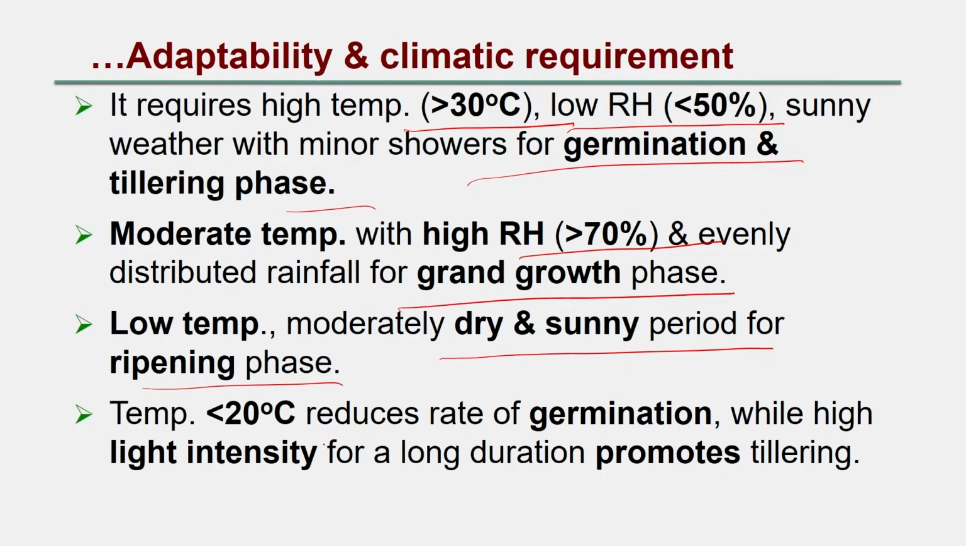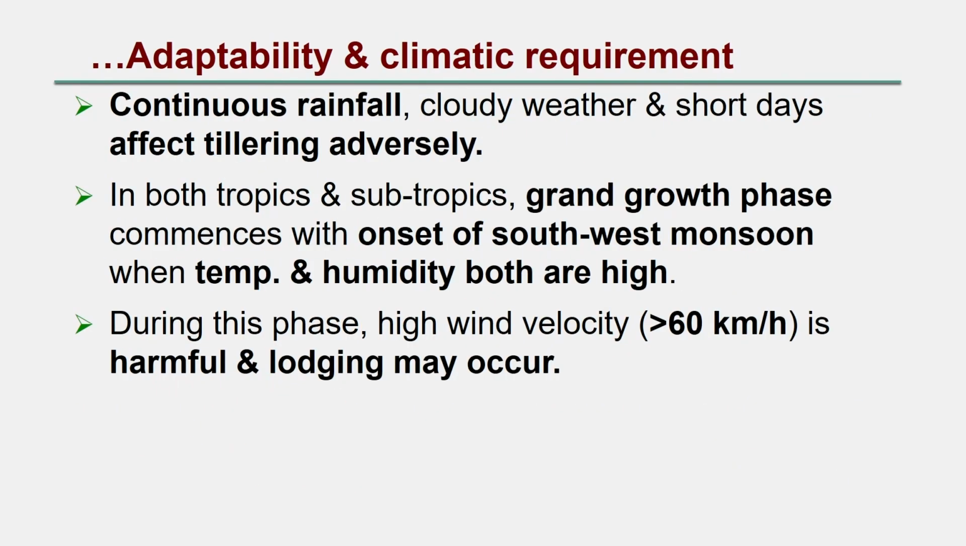Temperature less than 20 degrees centigrade reduces rate of germination, while high light intensity for a long duration promotes tillering of this crop. Continuous rainfall, cloudy weather and short days affect tillering adversely.